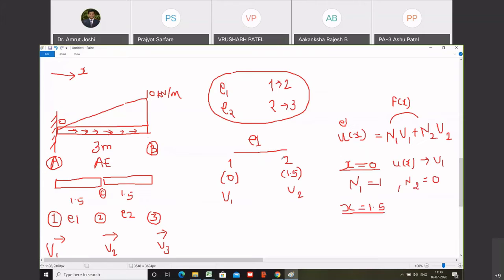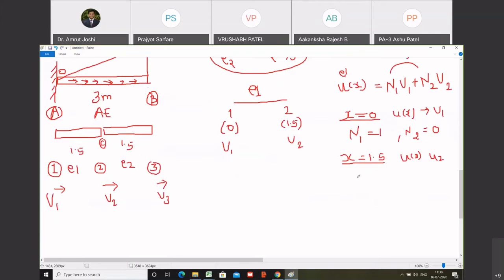U2. I am at node number 2, and at that time u of x should be equal to u2. Understood? If this is demanded, then what will we have to do? I want n1 to vanish. At x equal to 1.5, n1 should be equal to 0 and n2 should be equal to 1. So have we got some insight about how n1 and n2 should be?